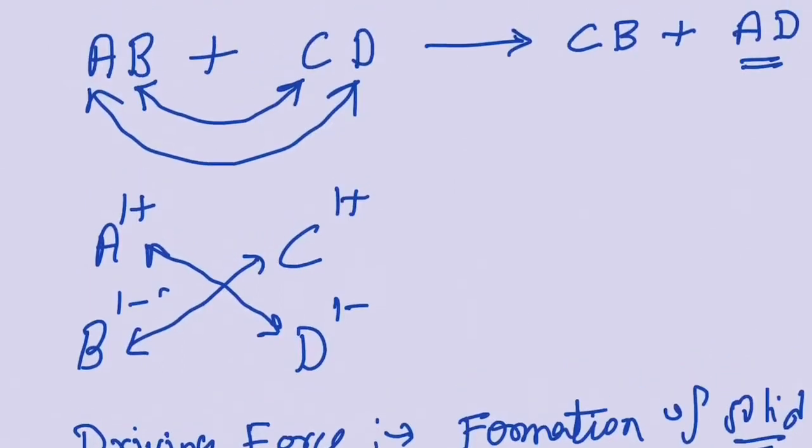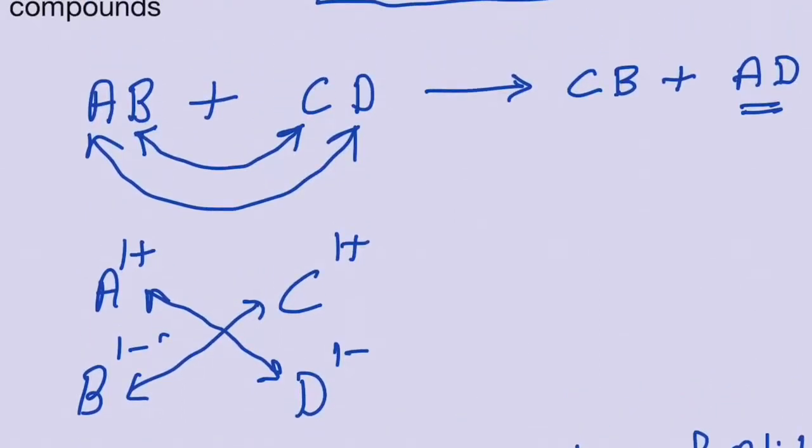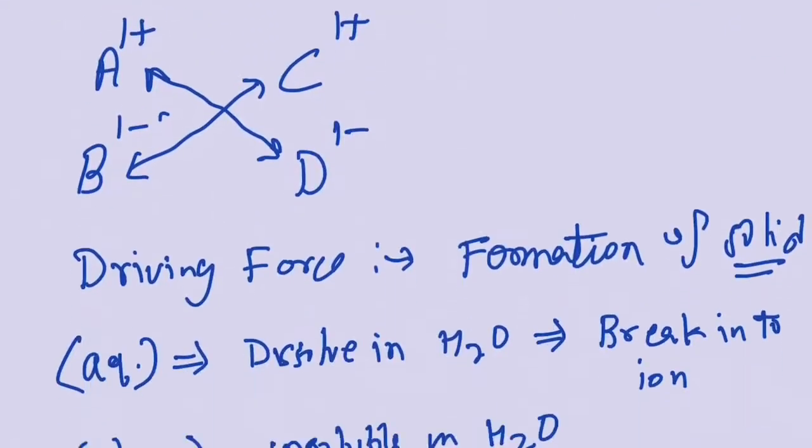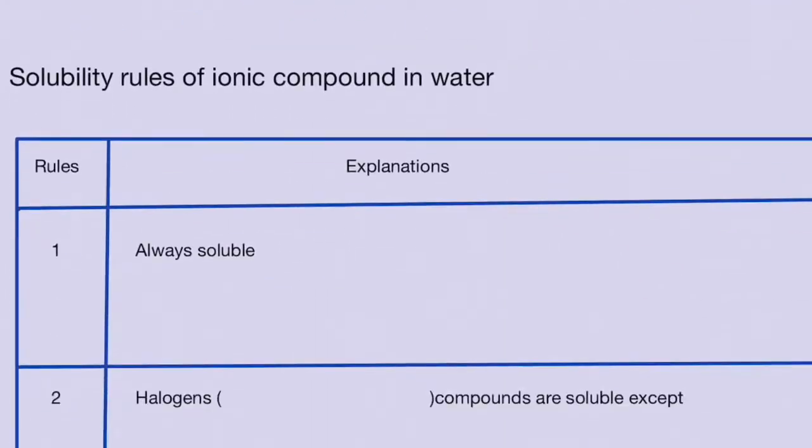So formation of the solid is the driving force, and for the most part your reactants are going to be aqueous. So I'll say AB is aqueous, and CD is also aqueous, and out of CB and AD, one of them would be a solid and the other one would be aqueous. Well, how do you really know which one is going to be aqueous and which one is going to be the solid? That has to do with the solubility rules. So let's focus on the solubility rules of these ionic compounds.